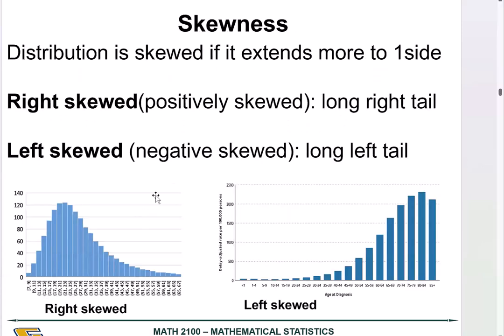So for skewness, we have two cases, right? Which is, the data is skewed more to one side. For right skew, and sometimes we call it positive skew, basically in this case we have a long right tail, right? Most of the values are on the left side here, but some are on the right. And the left skew, which I would call negative skew, has a long left tail, right? So again, this is the age of people diagnosed with cancer, right?